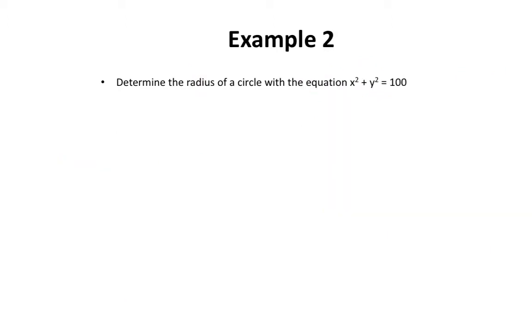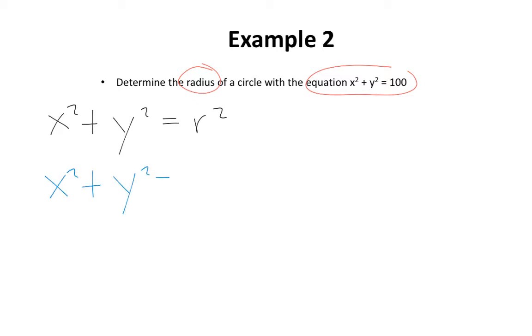In our second example, we want to determine the radius of a circle with the equation x squared plus y squared equals 100. So let's circle the important pieces of information. We want to find the radius, and we're given the equation of a circle, which is x squared plus y squared equals 100. Let's start with the general equation of a circle. The general equation of a circle is x squared plus y squared equals r squared. Now, the equation that we're given is x squared plus y squared equals 100.